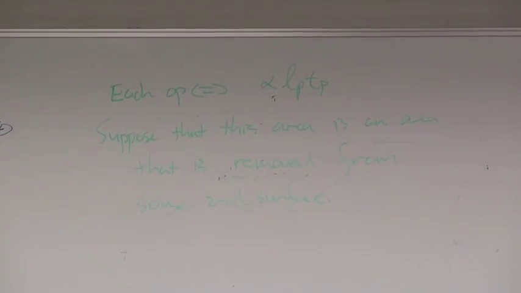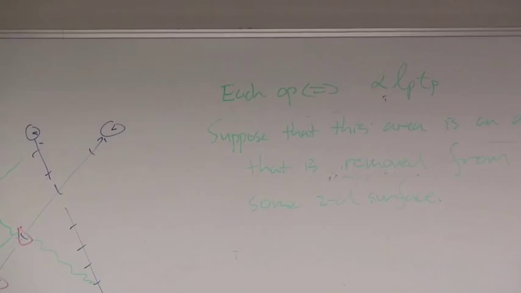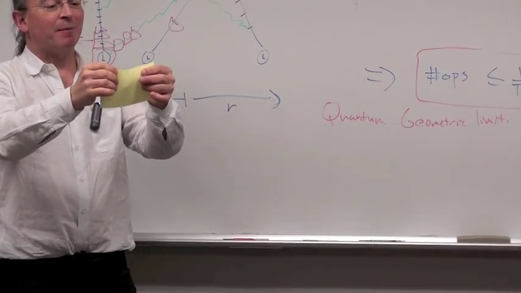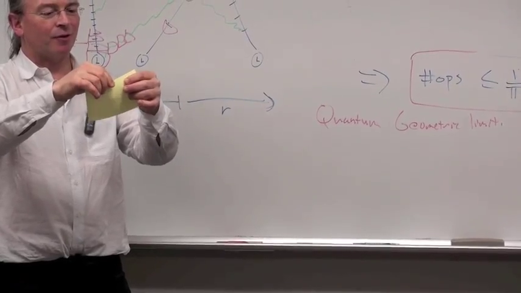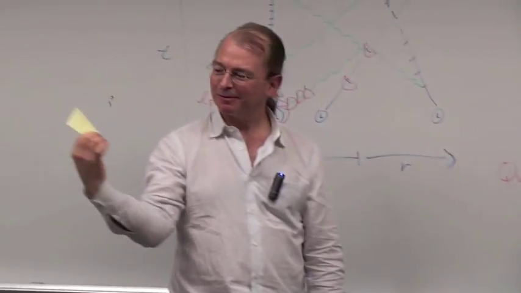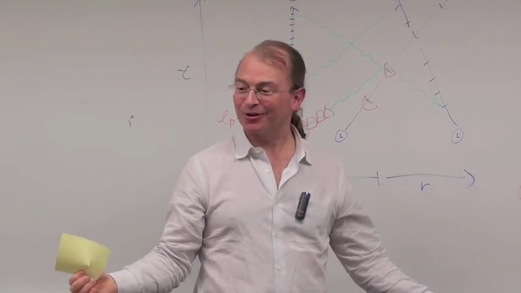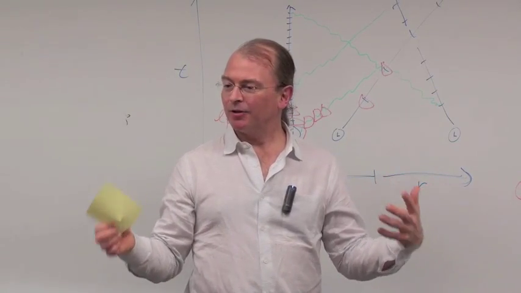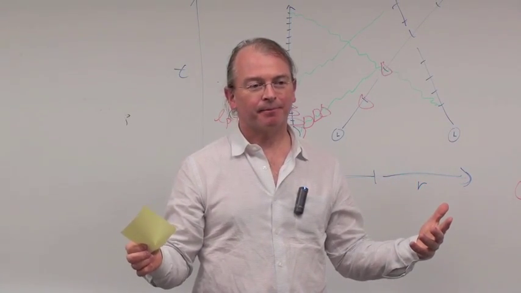Now what happens when you take a bit of area out of a two-dimensional surface? So what I'm going to do is remove area by ripping this, and now I'm going to make these overlap. So the area of the surface is now less. So what happens to the surface? It curves. So removing area induces curvature.